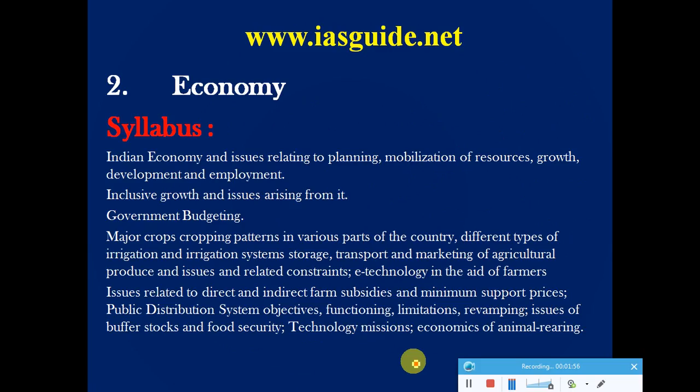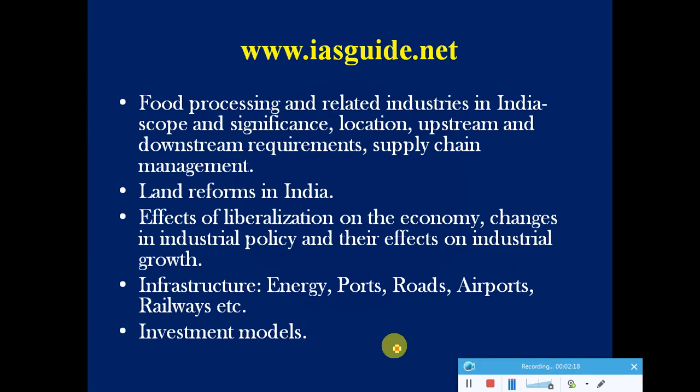Then the next section is economy, and the syllabus covered in economy is planning, mobilization of resources, development, employment, industry, budgeting, major crops that are included in agriculture, and issues of farming, functioning, support prices, PDS, public distribution systems, technology in the agriculture system, food processing techniques, land reforms, liberalization, energy, infrastructure, ports, and investment models. All this syllabus is very important. Each and every bit of the syllabus you have to study in economy.